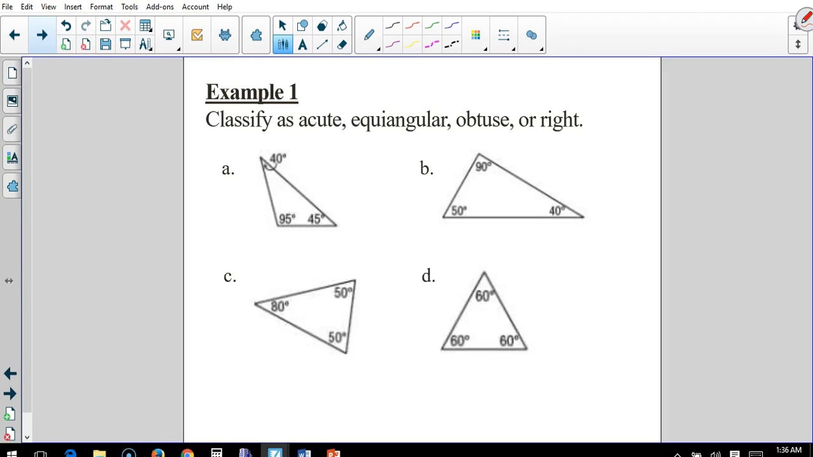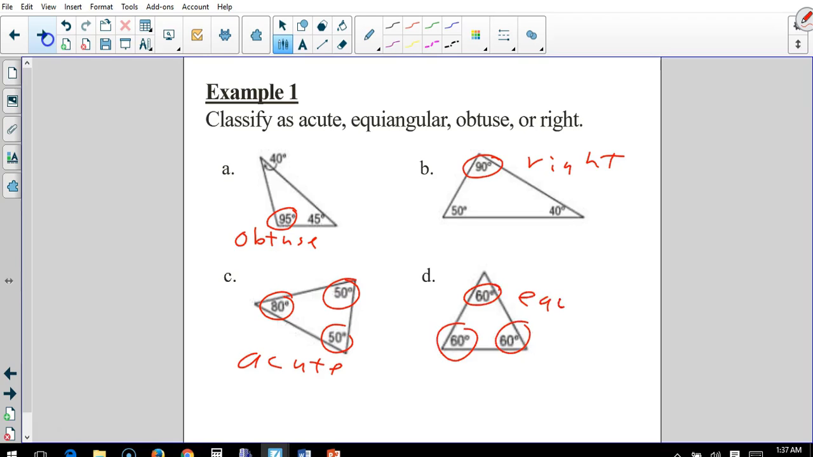So, classify as acute, equiangular, obtuse, or right. Well, right here, as soon as we have one over 90, that's obtuse. Exactly 90 is right. All three under 90, acute. And a 60-60-60, equiangular. Also acute. It's just a specific type of acute triangle.